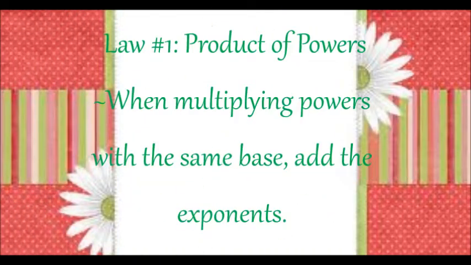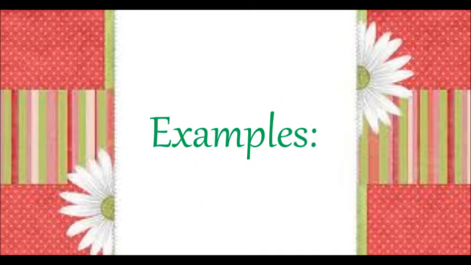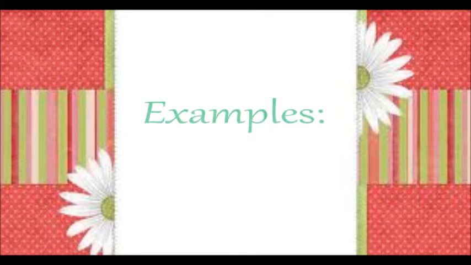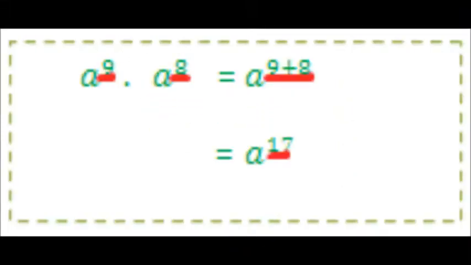Law number 1. Product of powers. Product is the answer in any multiplication problem. When multiplying powers with the same base, add the exponents. Examples: a raised to 9 times a raised to 8 equals a raised to the power of 9 plus 8 equals 17. Since they have the same base, you can add the exponents 9 and 8 to have the answer a raised to 17.